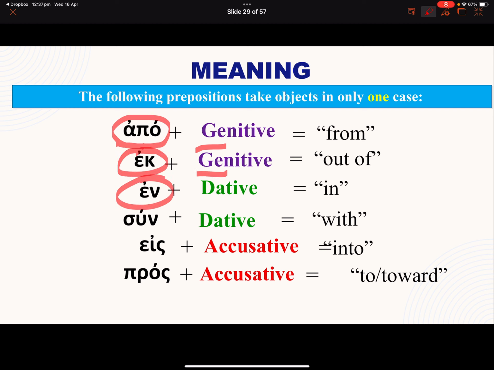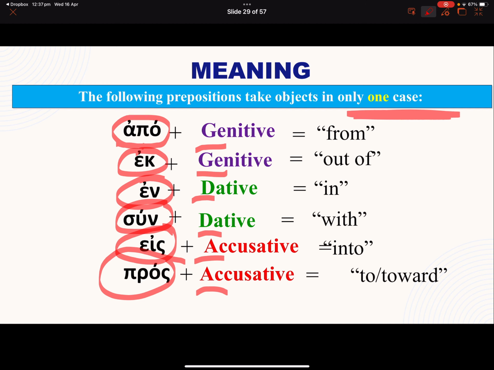When I see the word en, it will always be followed by a dative. When I see the word sun, it will always be followed by a dative. When I see the word eis, it will always be followed by accusative. When I see the word pros, it will always be followed by accusative. These here are examples of prepositions that take objects in only one case. And what I mean by that is you will never see the word apo followed by a dative or followed by an accusative. Apo will always be followed by a genitive.